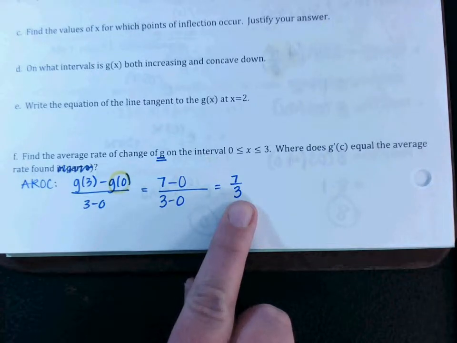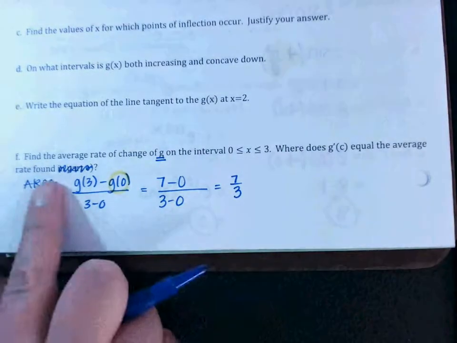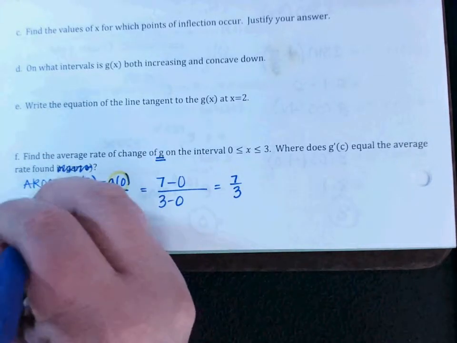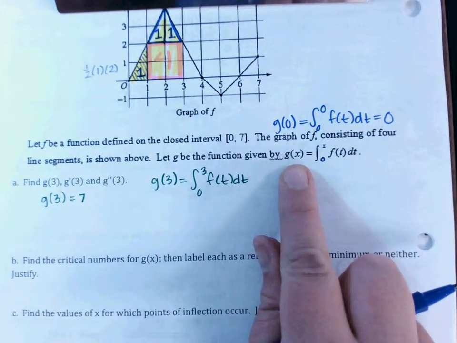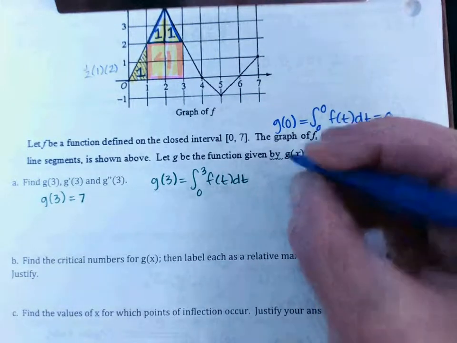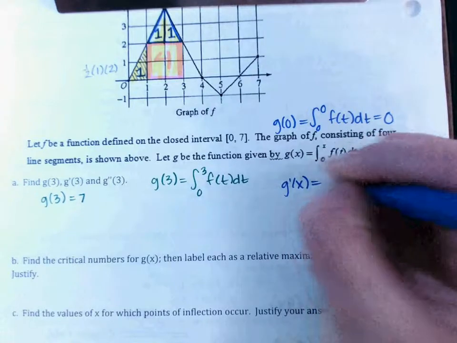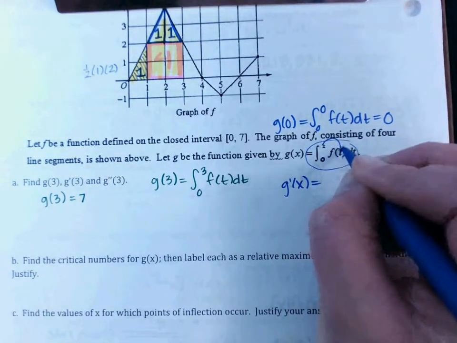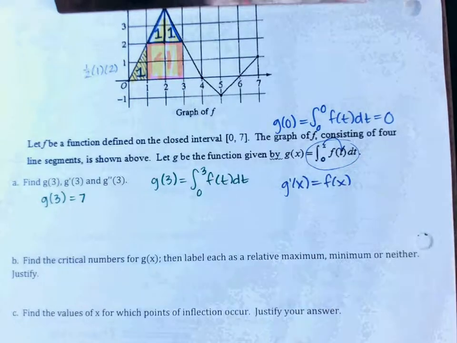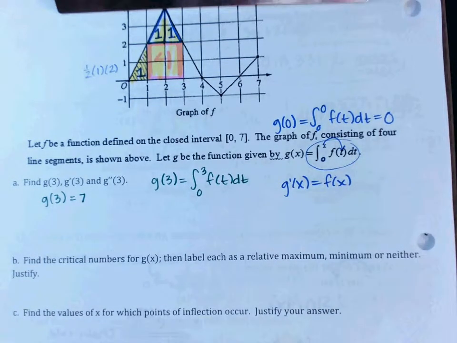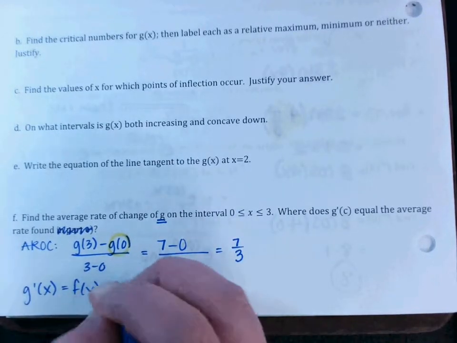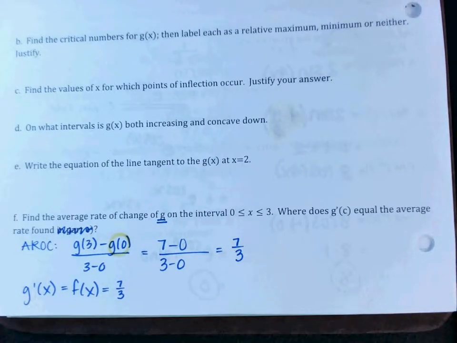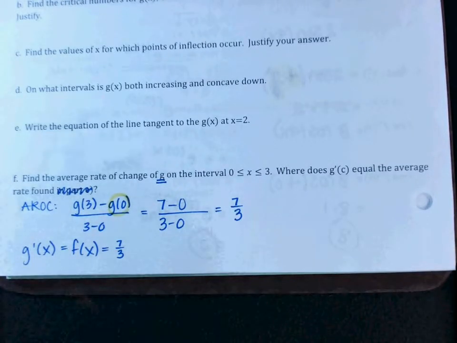So we found the average rate of change. It's 7/3. Then it says, where does G prime equal the average rate of change? Well, let's think about that for a second. If I want G prime of x to equal 7/3, remember that G prime of x is the derivative of G of x. So if G of x is the integral from 0 to x, then G prime of x would be the derivative of that. Remember, I plug my x in, and it's going to be f of x. So really, I don't want just G prime to equal 7/3. I want f of x to equal 7/3.